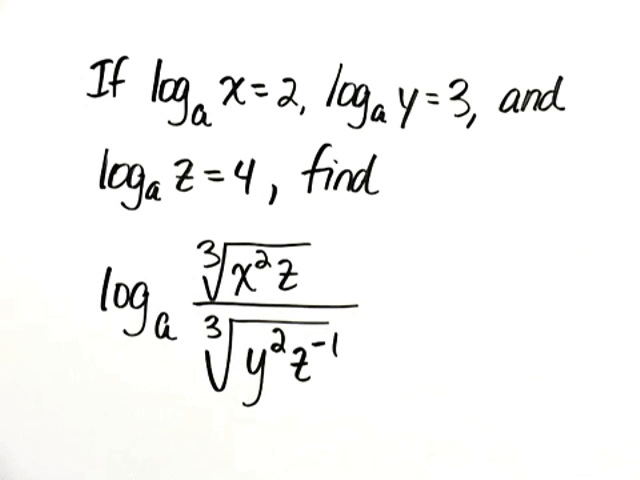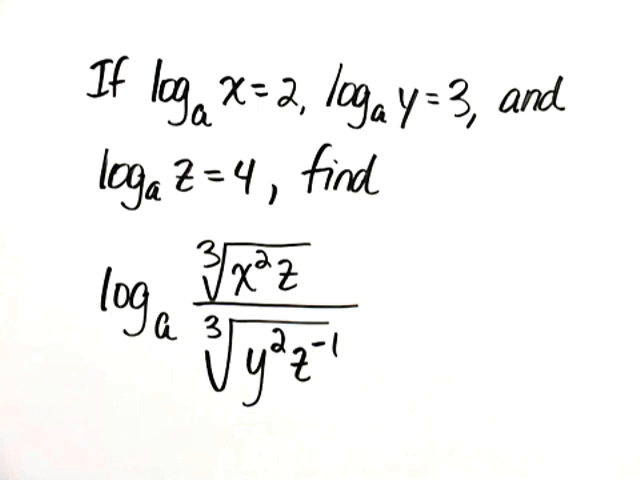If log base a of x equals 2, log base a of y equals 3, and log base a of z equals 4, find log base a of the cube root of x squared z divided by the cube root of y squared z to the negative 1.